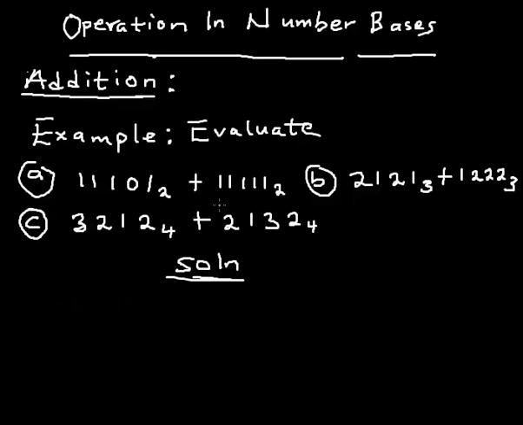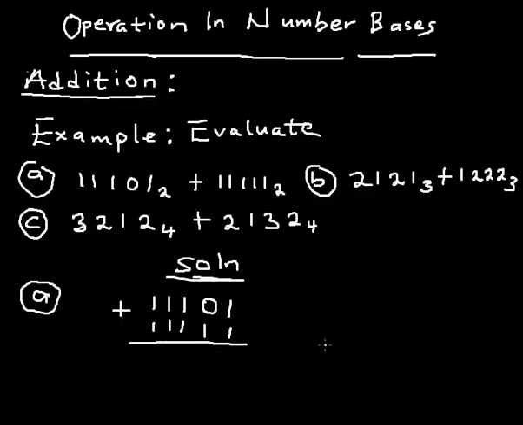Now, for us to add, we have to arrange our digits. So I'm starting with the A part of the question. I arrange my digits: 1 0 1 1 1. I arrange this also: 1 1 1 1 1. Okay, so I bring my equal sign. Of course, you know, I will start adding from the right, then go to the left.